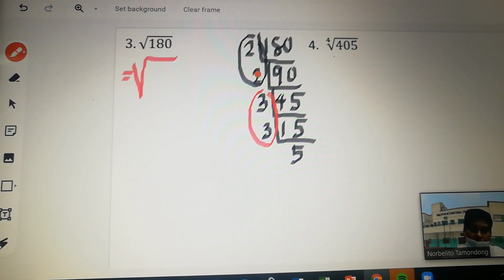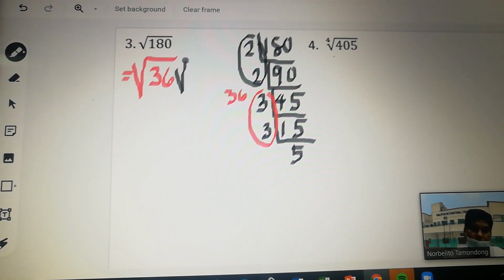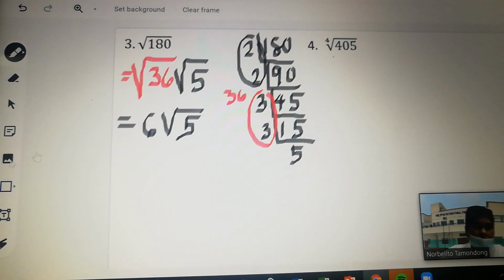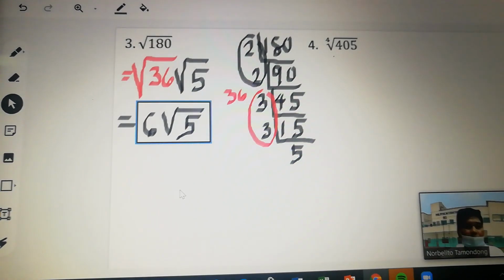What is 2 times 2? 4 times 3 times 3 equal to 36. So therefore this is 36 times square root of 5. So that is now equal to 6 square root of 5. Okay, so the simplified form now is 6 square root of 5.